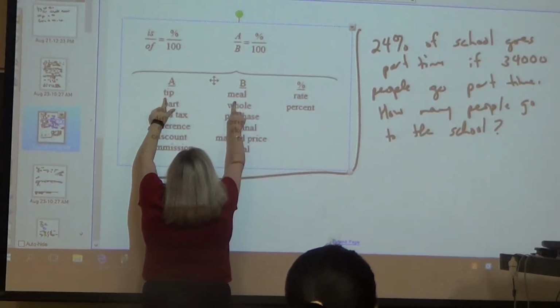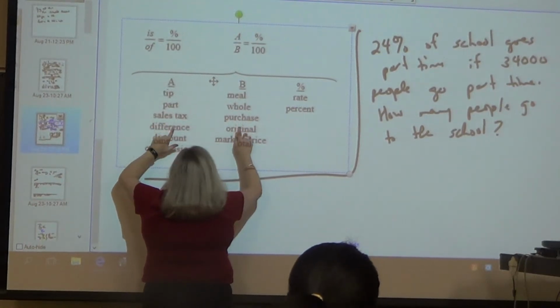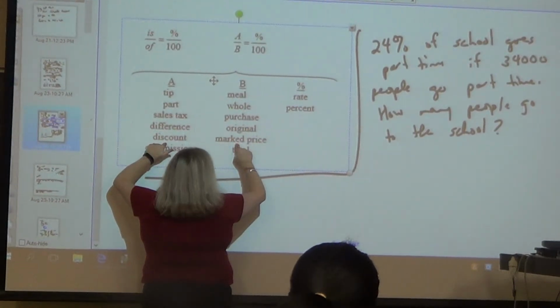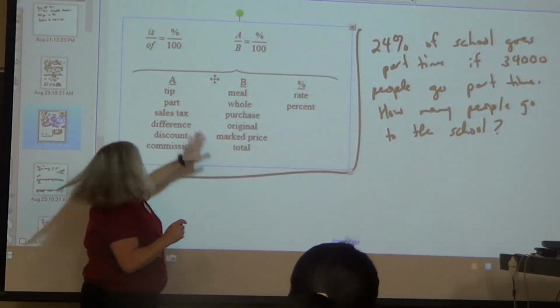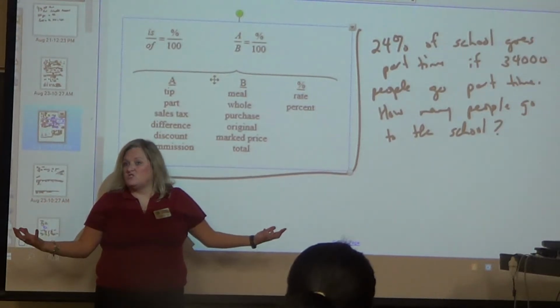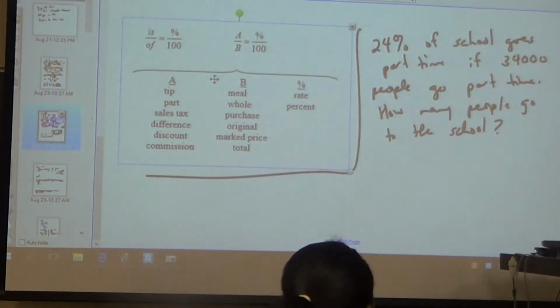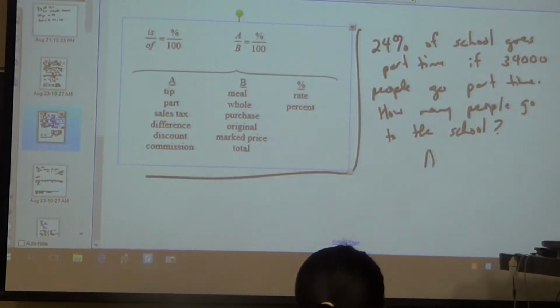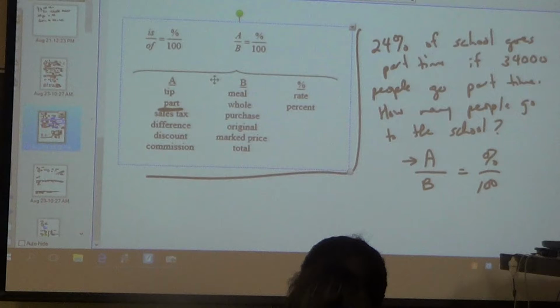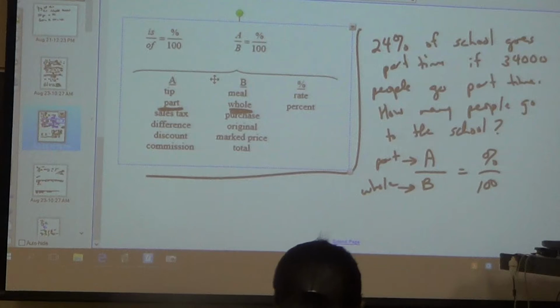So, do you agree this problem is not talking about how much tip you need to leave? And it's not talking about sales tax. And it's not talking about what's the difference between this, and it's not talking about a discount, and it's not talking about commission. It's talking about part of the people go part-time, how many people are in the school. So it's talking about what's part-time and how many total people. So for this problem, I'm going to do A over B equals percent over 100. This is going to be my part. This is going to be my whole. And I just got it from reading the problem. Oh, it's talking about a part and a whole.